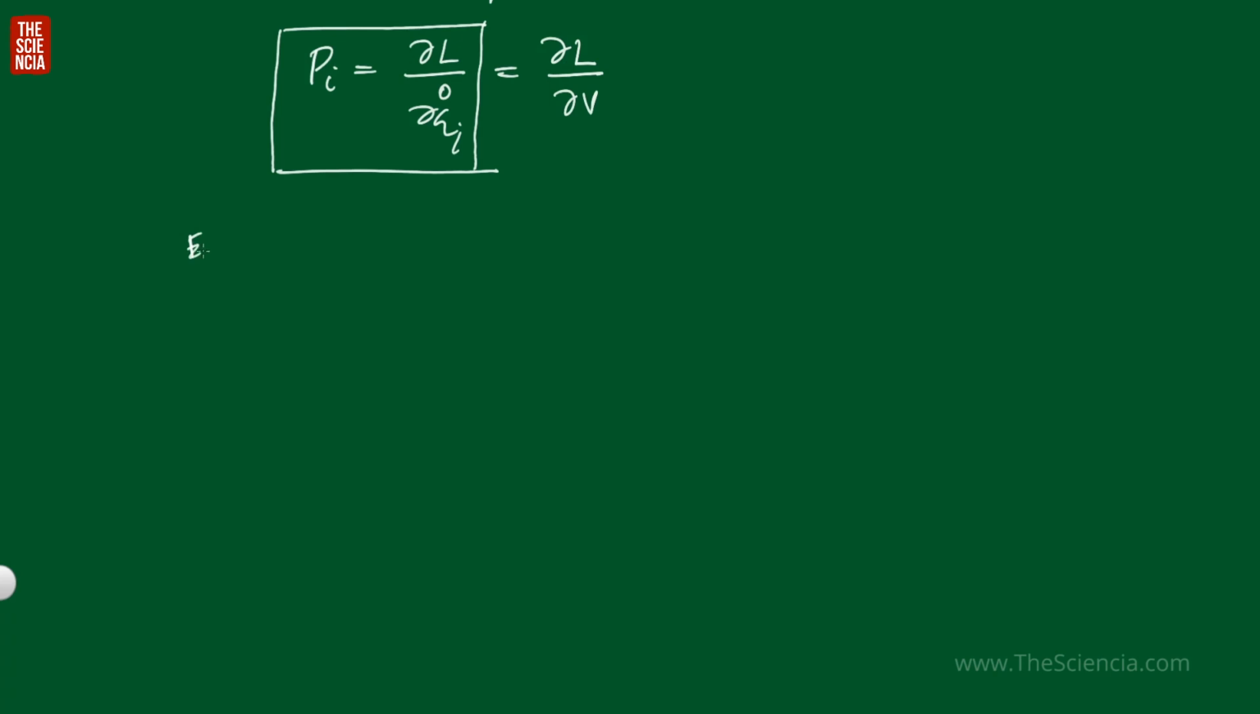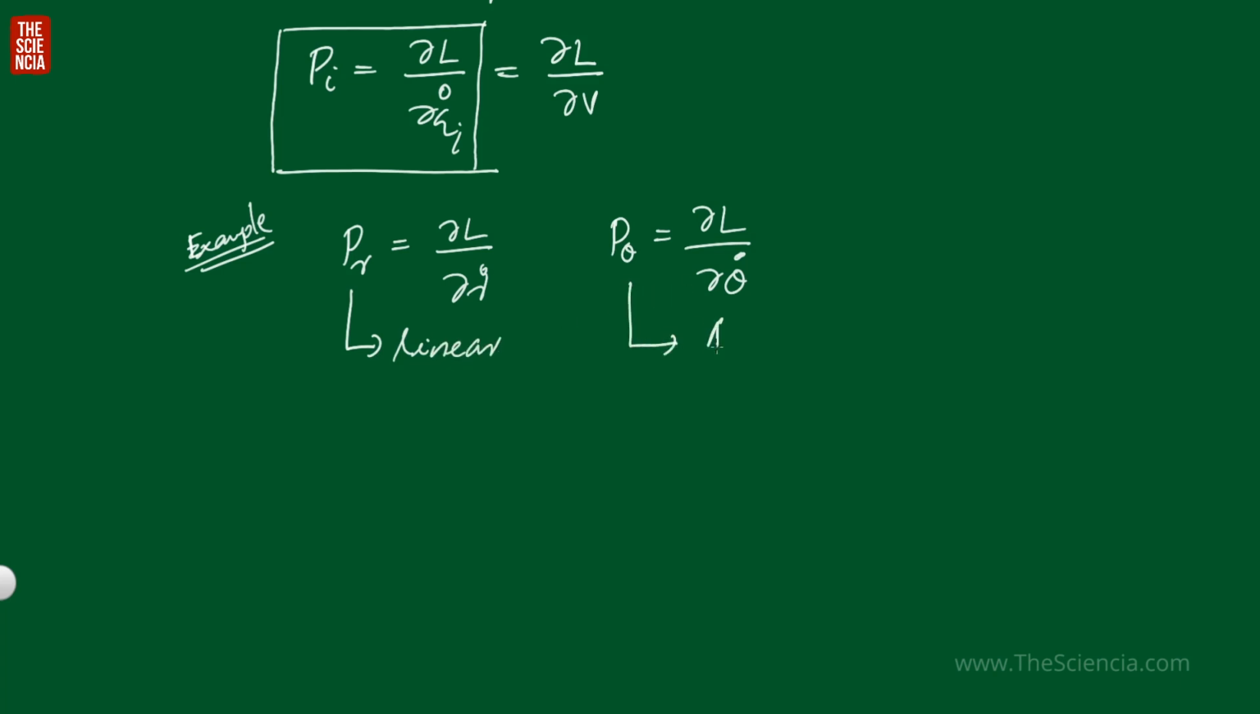So for example, p_r will be equal to ∂L/∂ṙ, and p_θ will be equal to ∂L/∂θ̇. Here this one is linear momentum and this one is angular momentum. See, this momentum is related to the angle θ. So this is angular momentum and this is linear momentum. So generally we call p_i equal to ∂L/∂q̇_i the generalized momenta.